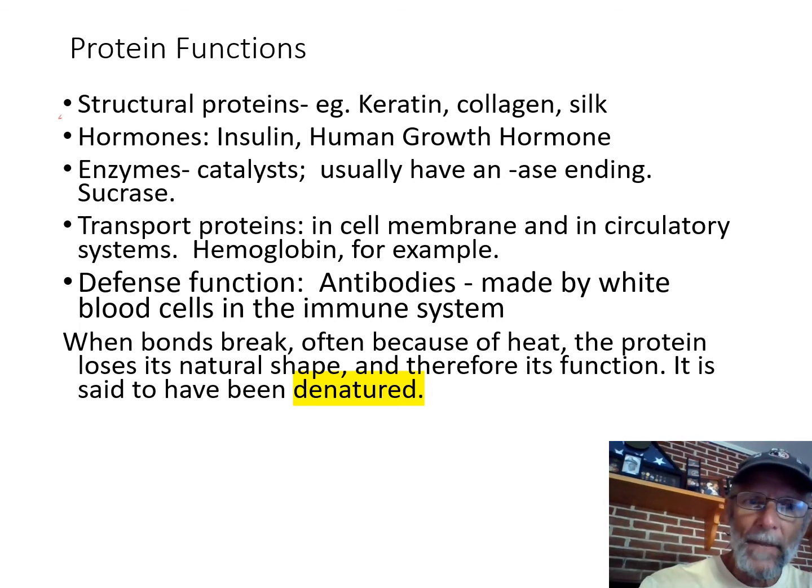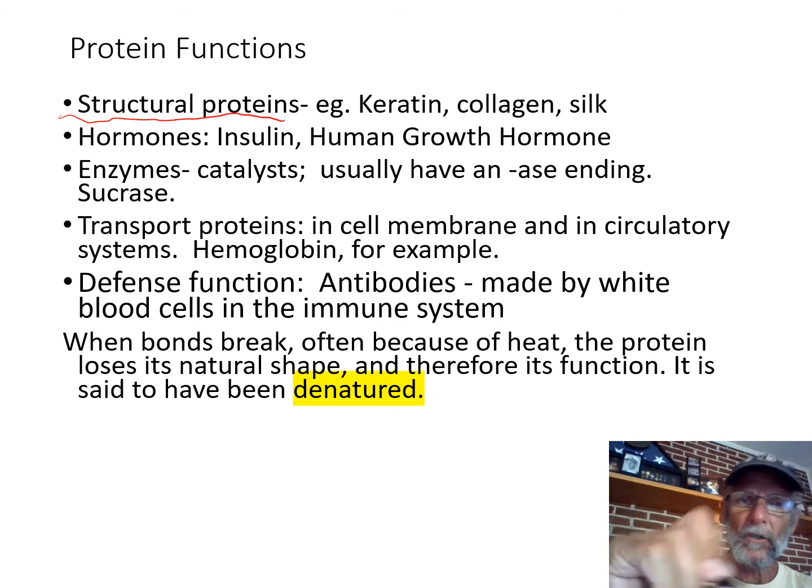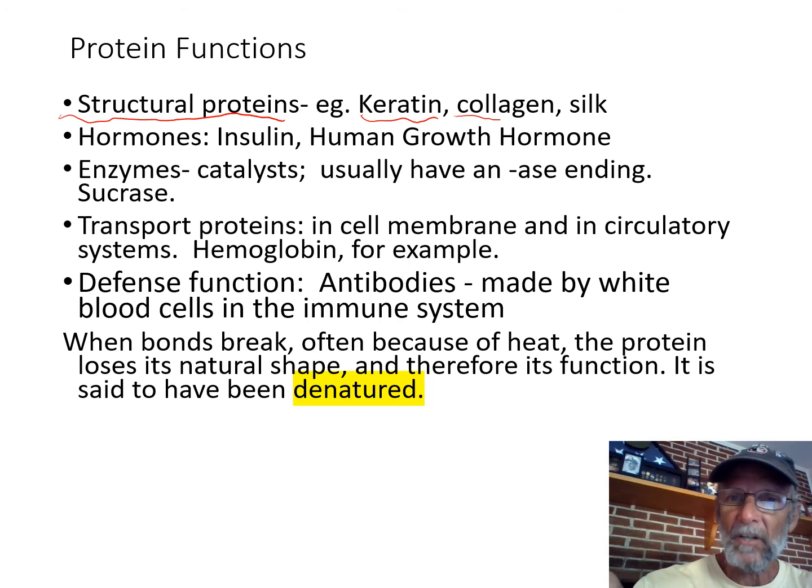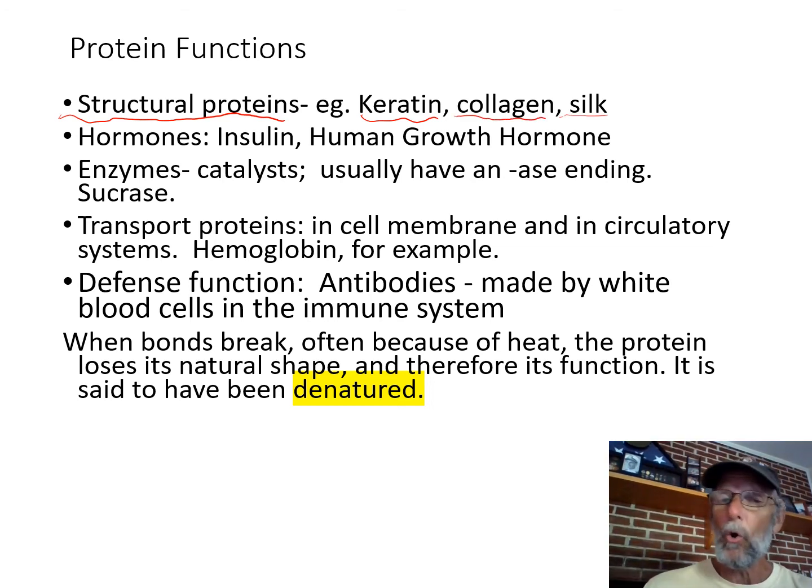One is that many protein molecules form the structural parts of cells and therefore organisms, such as the keratin that makes up a lot of your hair and nails, the collagen that makes up a lot of your skin, the silk that makes up spider webs, and a whole bunch of other structural proteins, just like cellulose is a structural carbohydrate and phospholipids are a structural lipid. Lots and lots of proteins have a structural function.